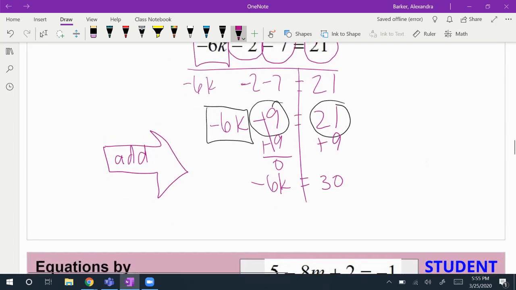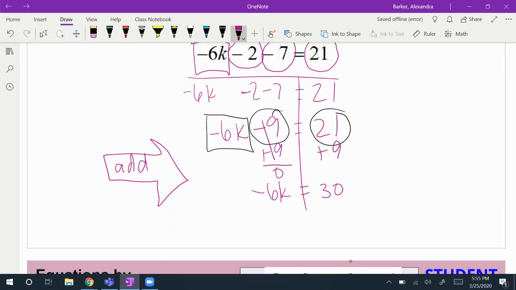All right, you guys, we're down to that final step. All we need to do is get this negative 6 away from the k. The way that I do that is I do the opposite of multiplication, which is division. So I'm going to divide by negative 6. I do want to keep that negative with me when I divide because that's going to make this turn into a positive k. Whatever I do to one side, I have to do to the other side. So I divide by negative 6 over here, and I'm left with k equals 30 divided by negative 6 gives you negative 5. Awesome.